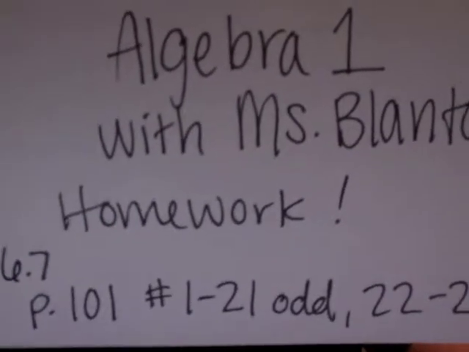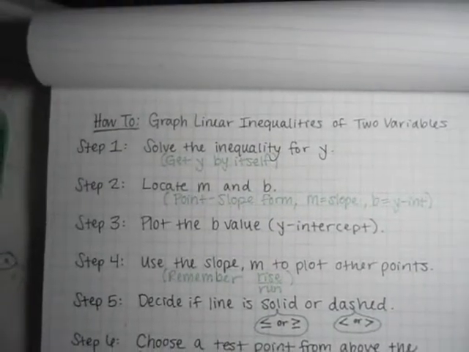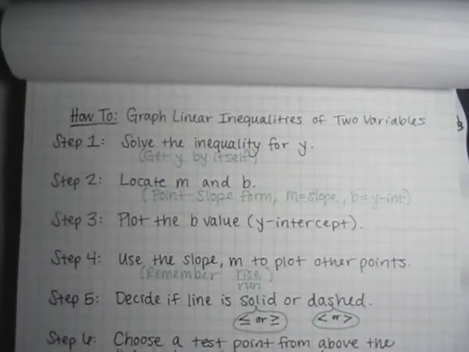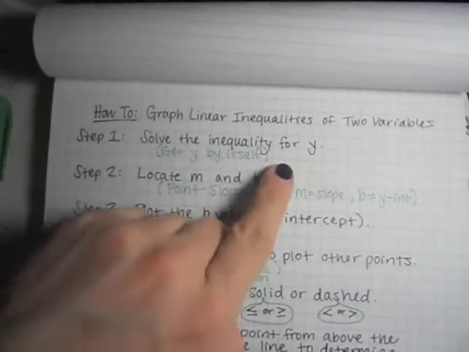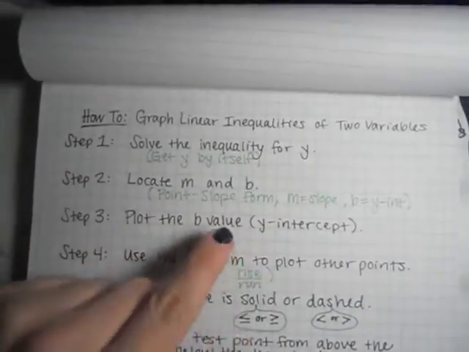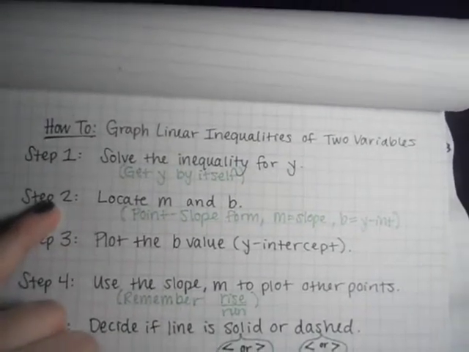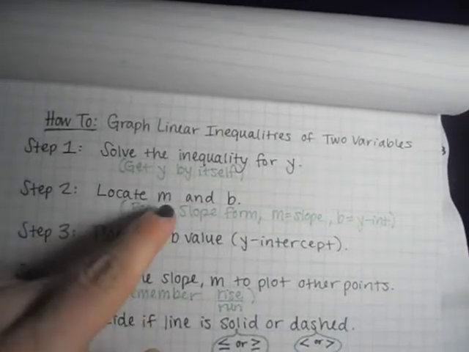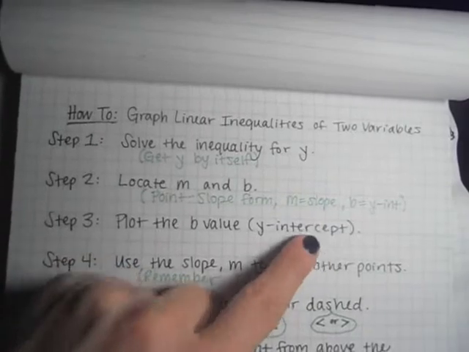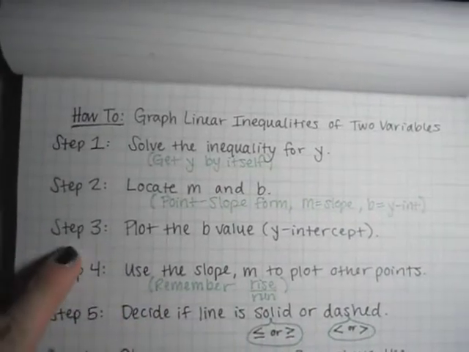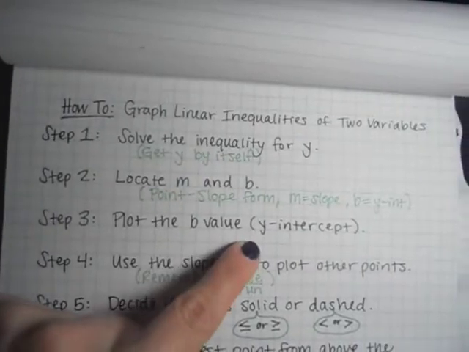So let's get started. First off, let's talk about the steps to graphing linear inequalities of two variables. Step 1. Solve the inequality for y. This means it's going to be in point-slope form, which we'll need for step 2. When it is in point-slope form, we'll locate the m and the b, where m is slope and b is the y-intercept. Step 3. Plot the b value. That's going to be your y-intercept.